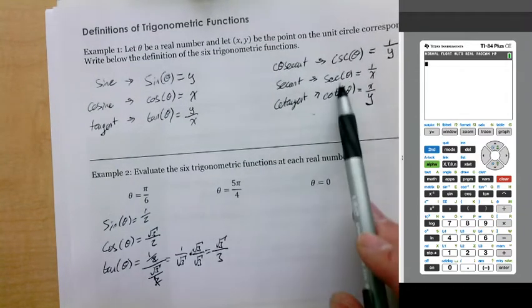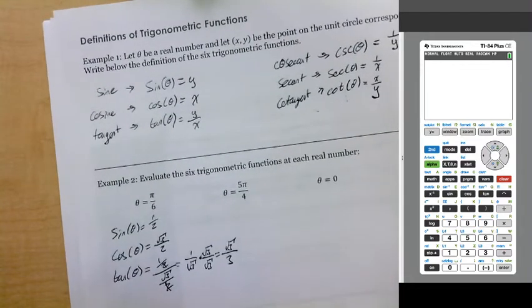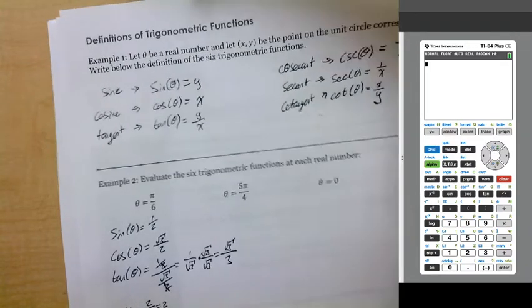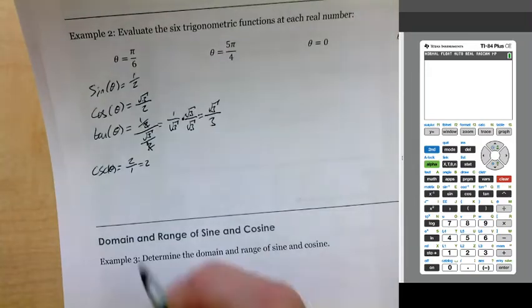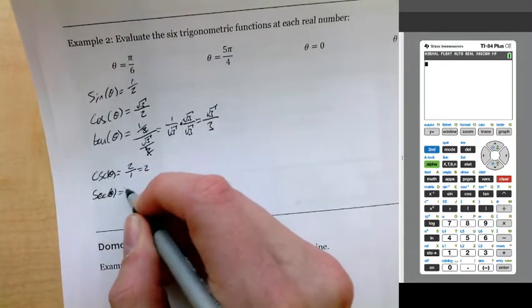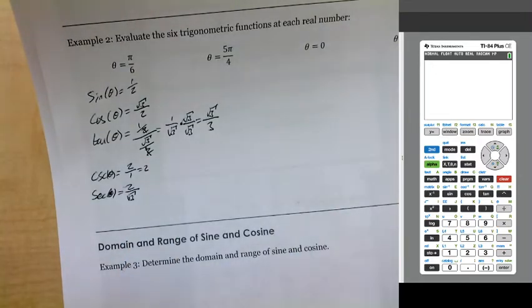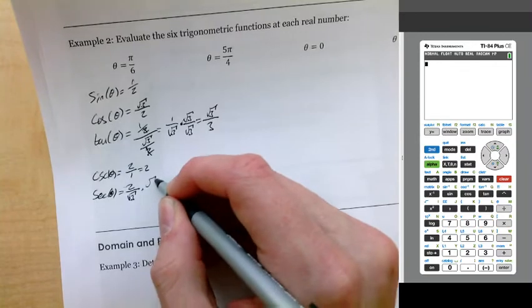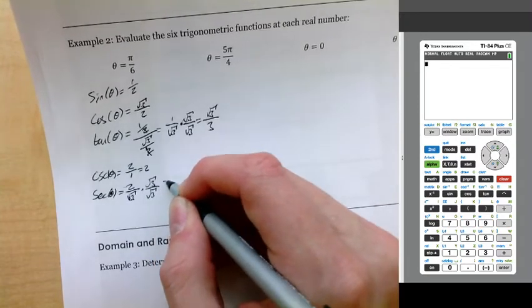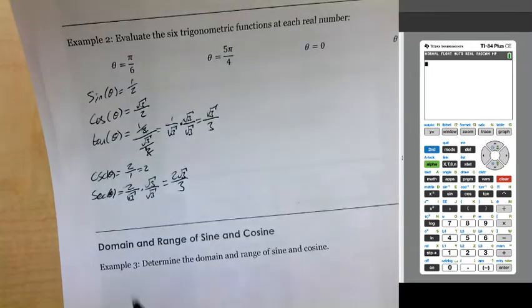Then the other three functions, again, they're just the reciprocals of the three that we just found. So cosecant of theta is going to be 2 over 1, which is just 2. Secant of theta is going to be 2 over root 3, which means we have to rationalize that by multiplying by root 3 over root 3. So we find secant of theta is 2 root 3 over 3.